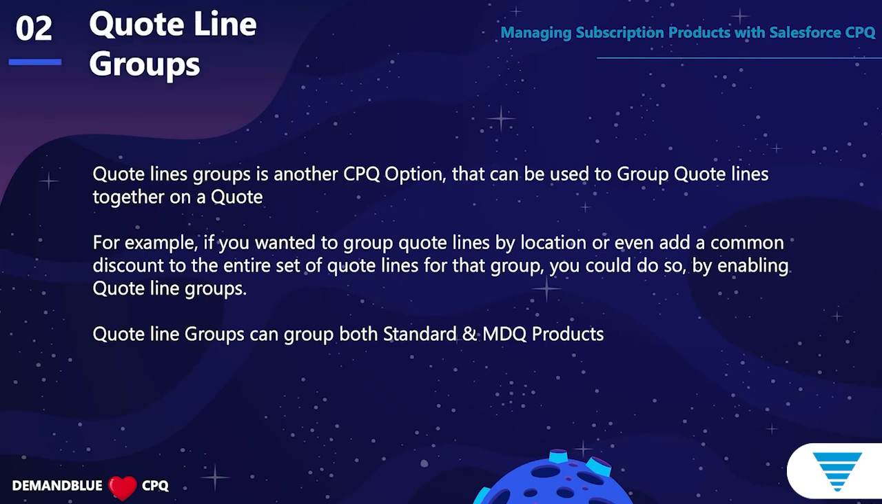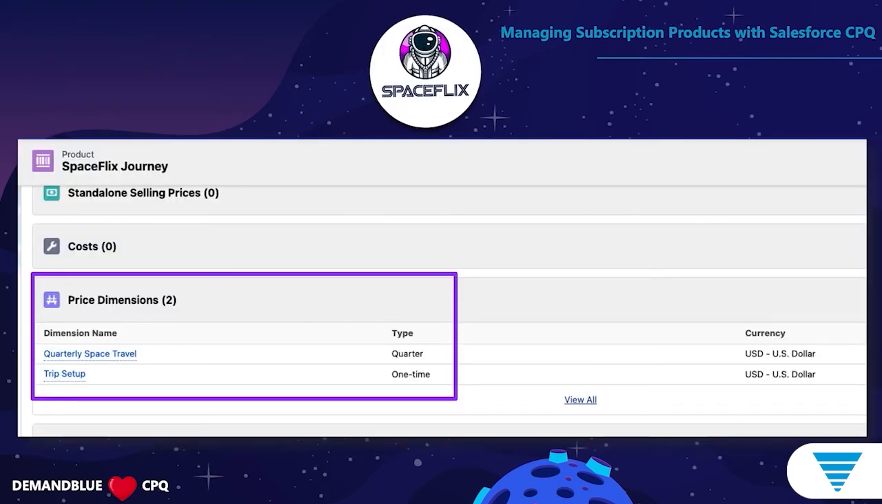Let's talk about quote line groups. Quote line groups is another CPQ option that can be used to group quote lines together on a quote. So for example, if you wanted to group quote lines by location, or even add a common discount to the entire set of quote lines for that group, you can do so by enabling quote line groups. So essentially, they're the parent of quote lines. Quote line groups can group both standard and MDQ products. Okay, let's see some MDQ in action now.